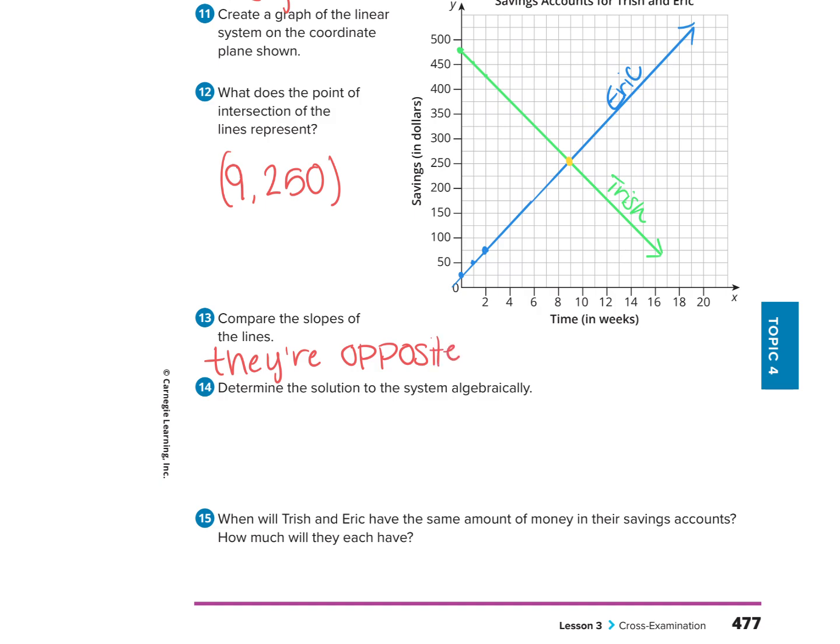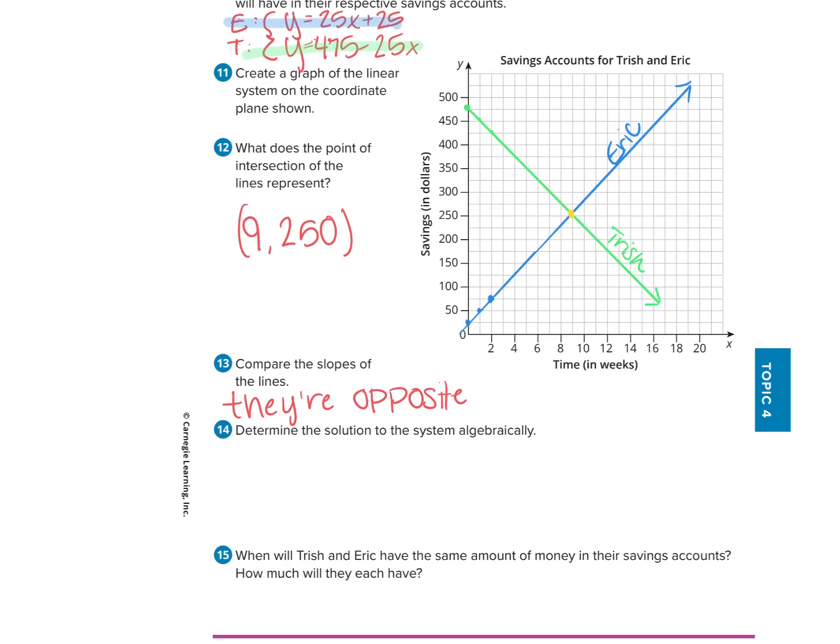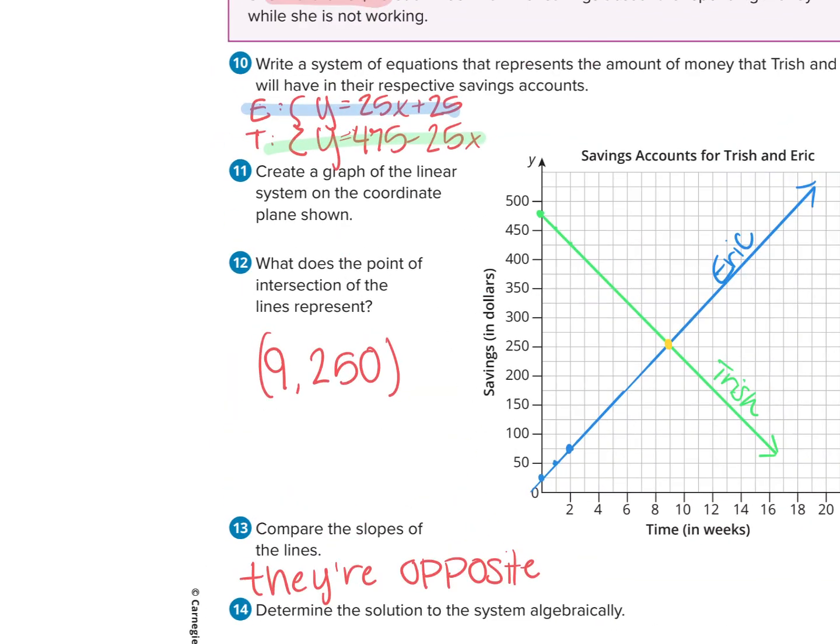Number 14, determine the solution of the system algebraically. So whenever you are told to do it algebraically, that's where we would substitute one y for the other. So we're just going to check our work to make sure that it matches. So this is whenever you look up here, you take your y value. It says y equals 25x plus 25, and we're going to take that and plug it in for our other y and solve for x. Use that to get our y.